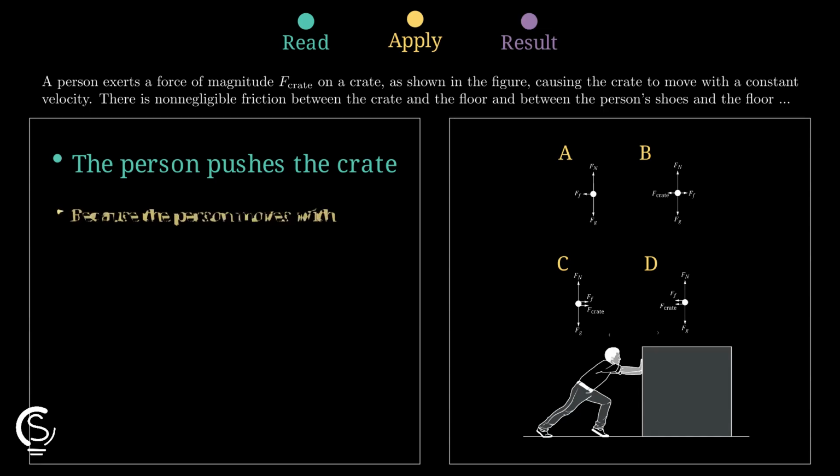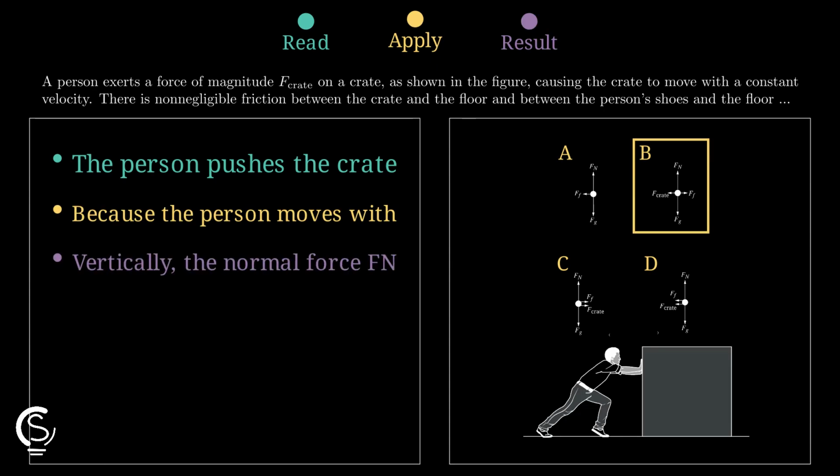Vertically, nothing accelerates either. So the floor's normal force upward balances the person's weight downward. That gives the only diagram with both directions consistent.